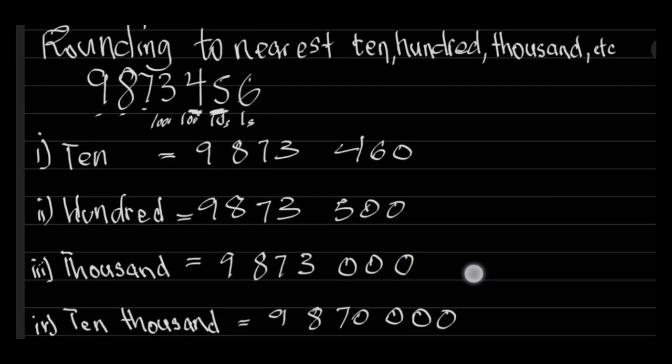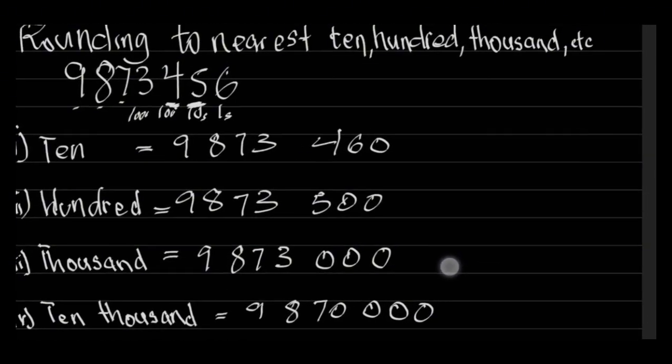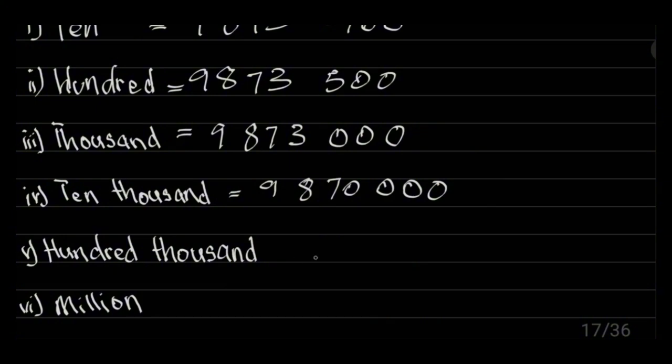Now we are to round to 100,000. The 100,000s digit we have here is 8. The number after 8 is 7, so 8 has to be increased to 9. So this is going to be 9,900,000, not 90,000. Okay, then we are supposed to round to 1,000,000.